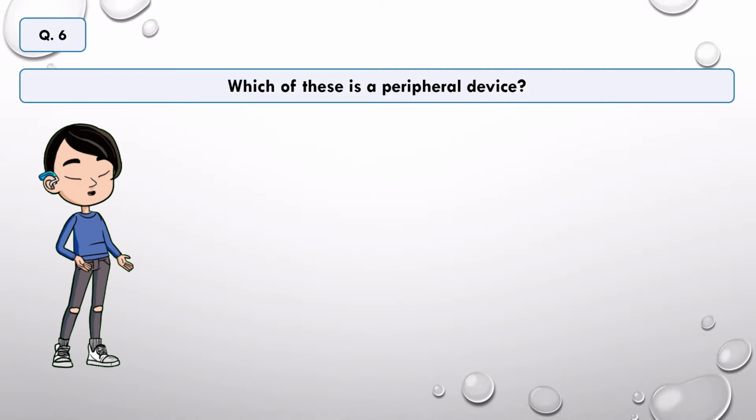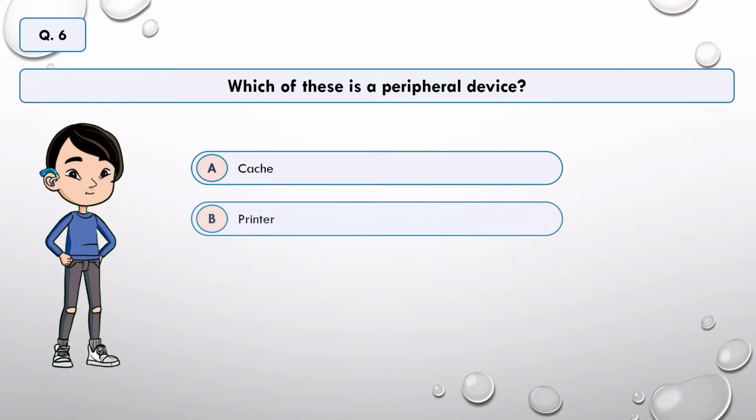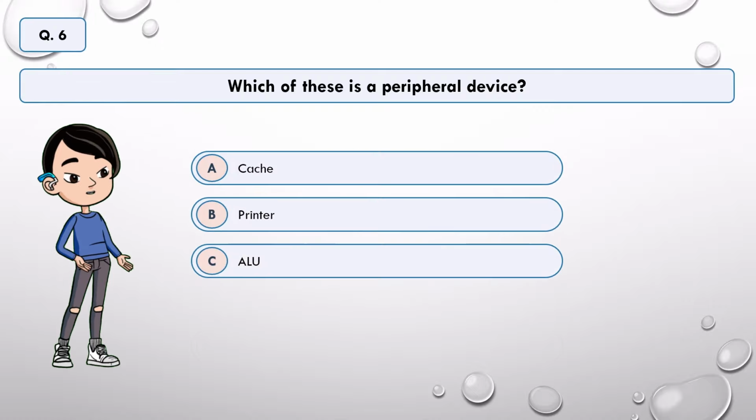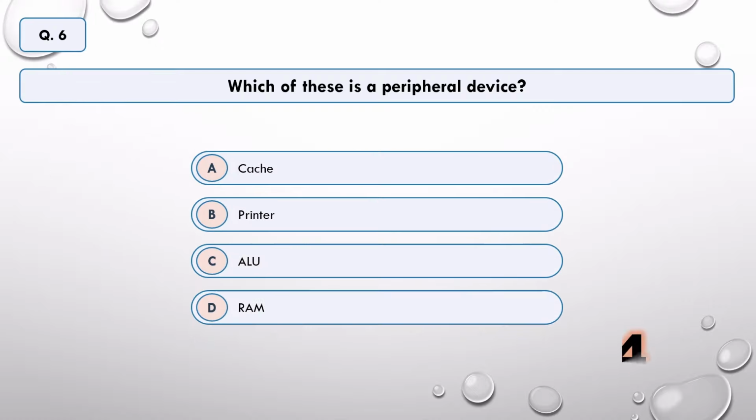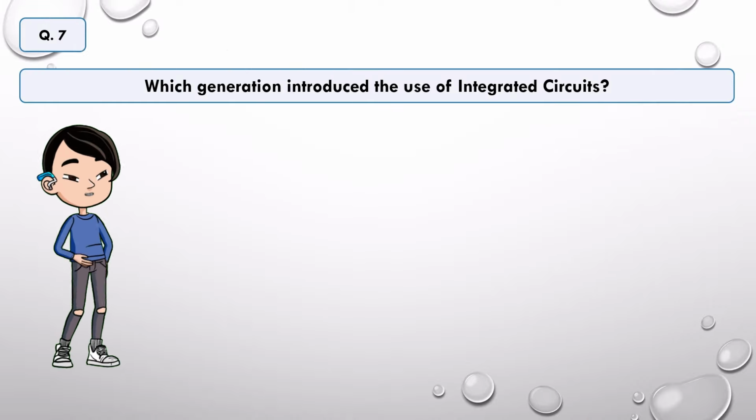Question 6. Which of these is a peripheral device? Options are A. Cache, B. Printer, C. ALU, D. RAM. Answer is printer.